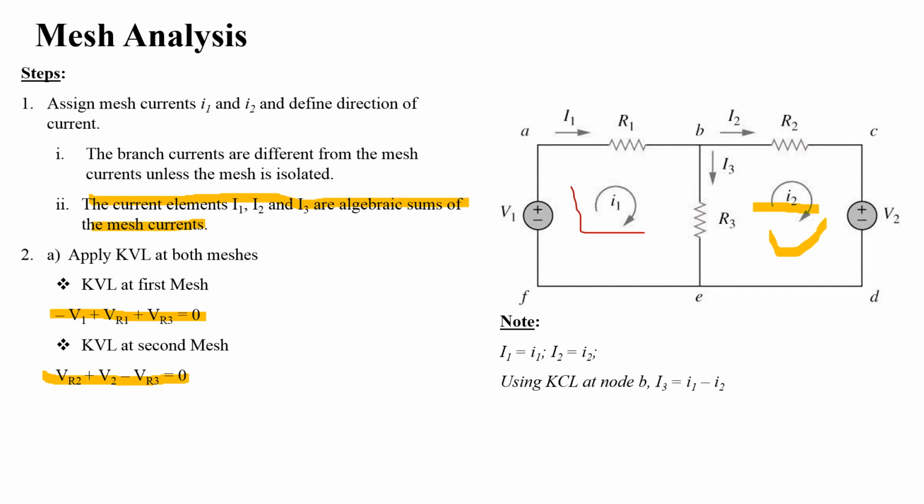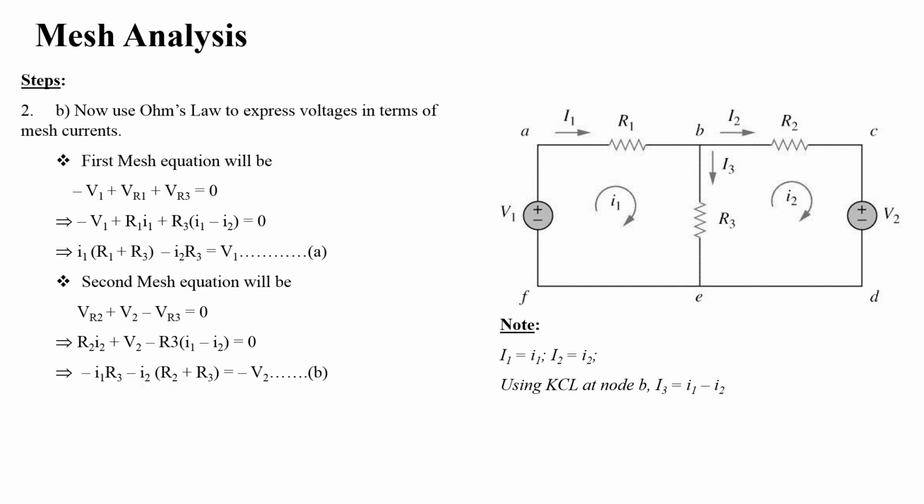Now you have to substitute the values of VR1, VR3, VR2 and VR3 in equation 1 and equation 2. Now, in step 2, use Ohm's law to express voltages in terms of mesh current. First, take equation number 1, the mesh 1 equation: minus V1 plus VR1 plus VR3 is equal to 0. Now, substituting the values using Ohm's law, V1 is equal to V1.